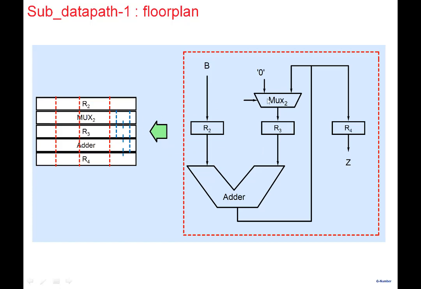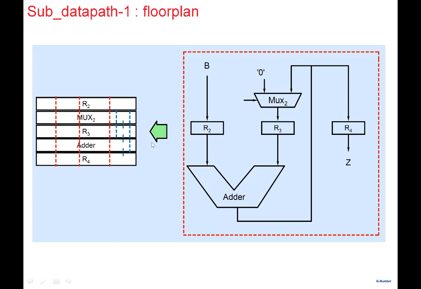So MUX connection to R3, you can see here. And all the other connections, adder and R4, you can see here. And R4 is connected to the adder, and the adder output is connected to the MUX here. And what else? All the interconnections that you see here are made through the cells.